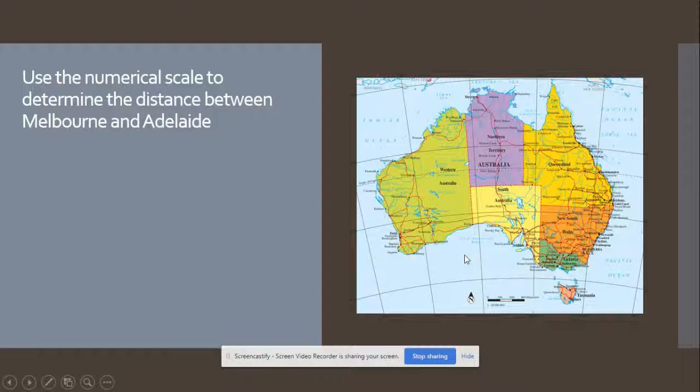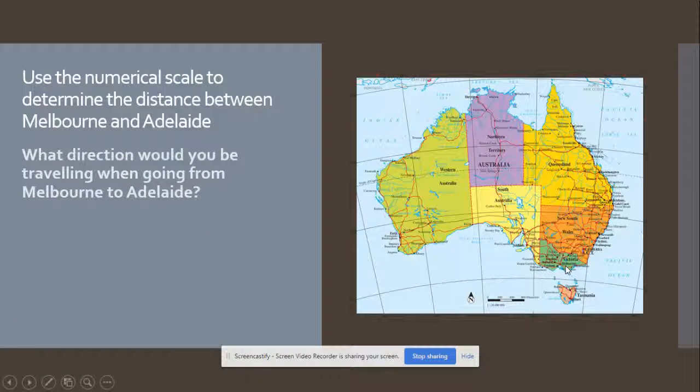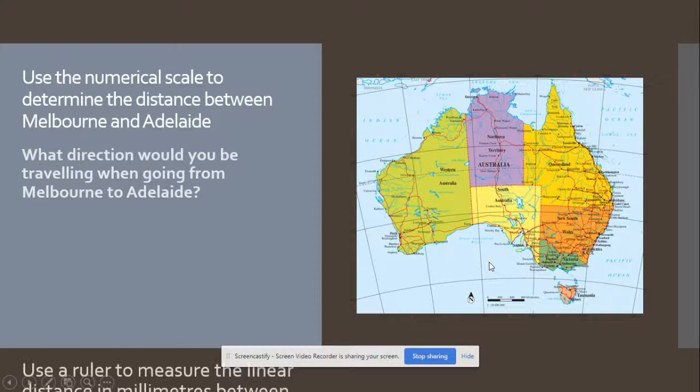Right, where's Melbourne? There's Adelaide. And where's Melbourne? Melbourne is down here. Okay. What direction would you be traveling if you were going from Melbourne to Adelaide? So from there to there, straightish line. If there's north, there's west, which way are you traveling?